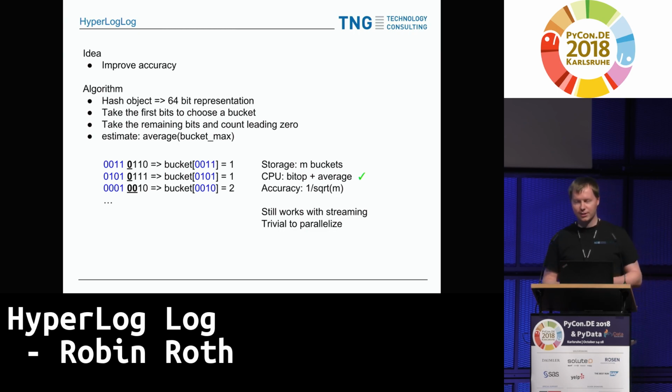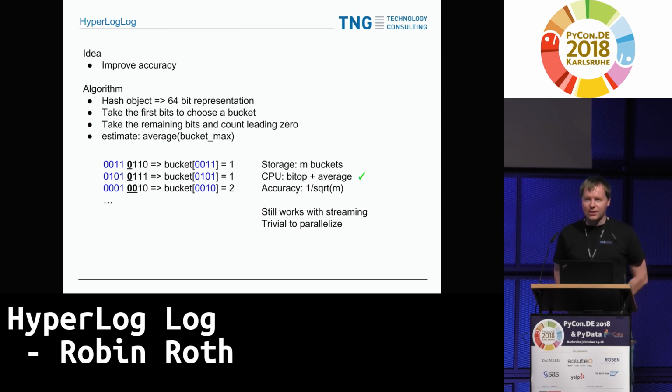So our storage is m buckets. And we can tune this number. For the CPU, it's still very, very little effort. There's some bit operations to get the bucket and truncate stuff. But we now get this chance to increase our accuracy because we not only have one number, but we have m numbers. And in statistics, everything scales as 1 over square root m, and also in this case. So we can tune this.